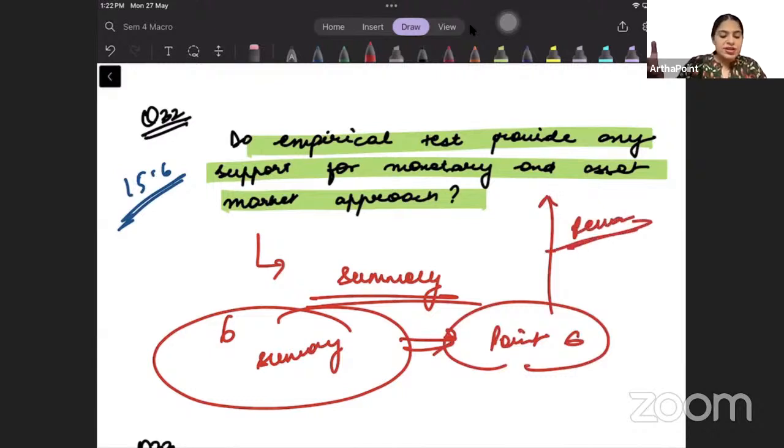है ना? तो उसमें it says empirical tests do not provide much support for monetary and asset market approach, और उसको उन्होंने थोड़ा सा explain किया है in 5-6 lines. That is enough for this question. उससे ज्यादा इसमें पढ़ने की जरूरत नहीं है. So you can just read it from the summary. Summary is enough. ठीक है?